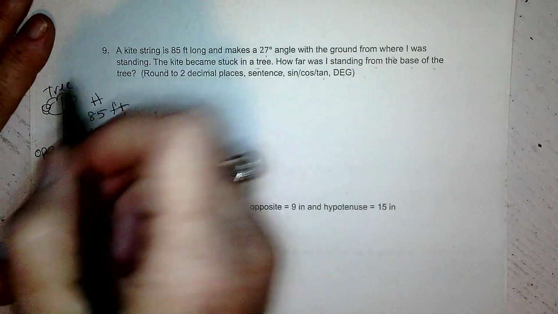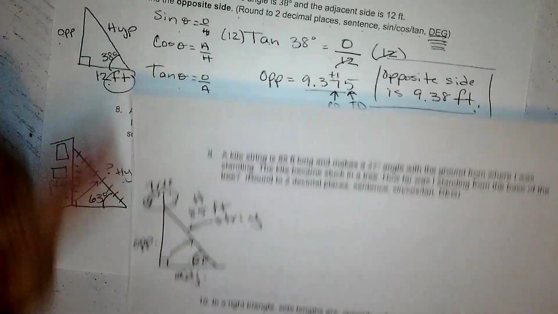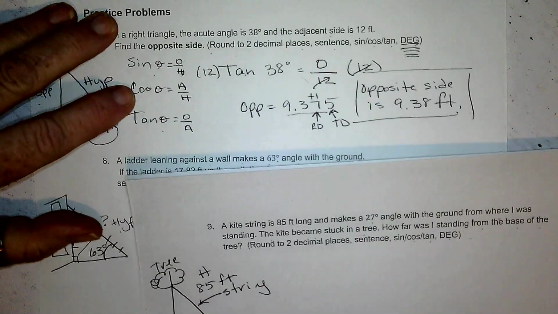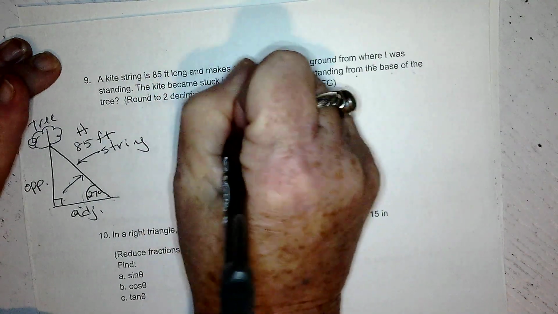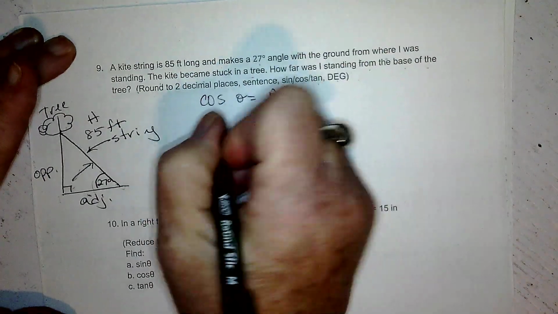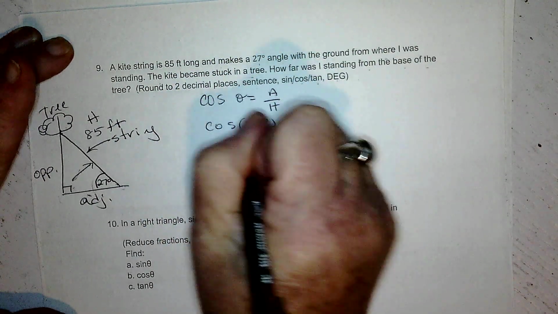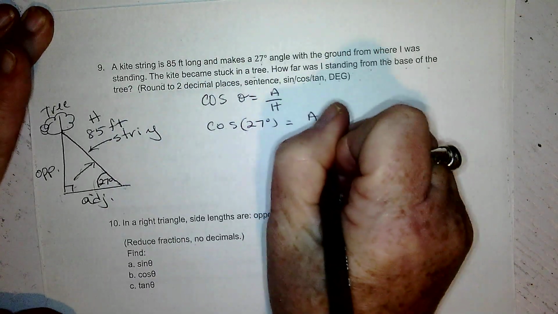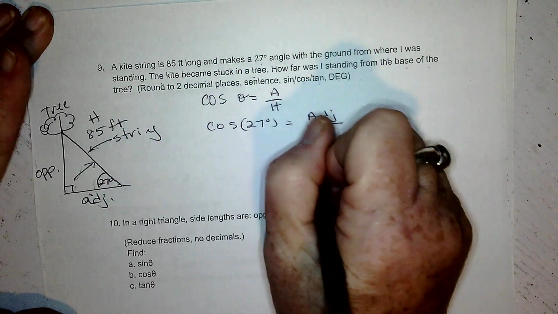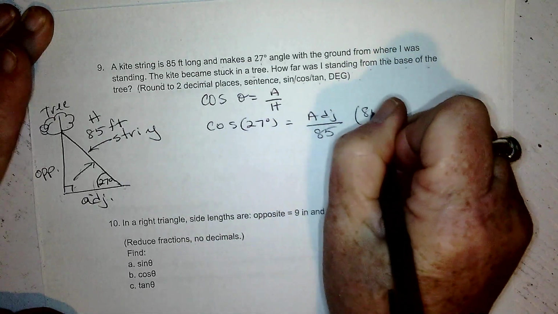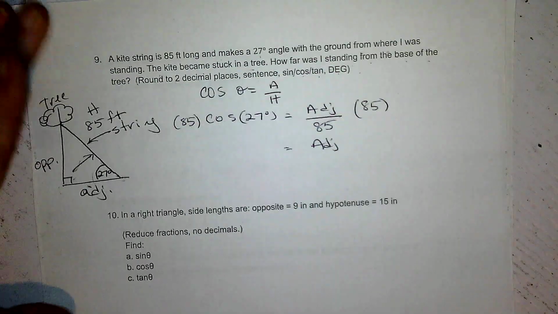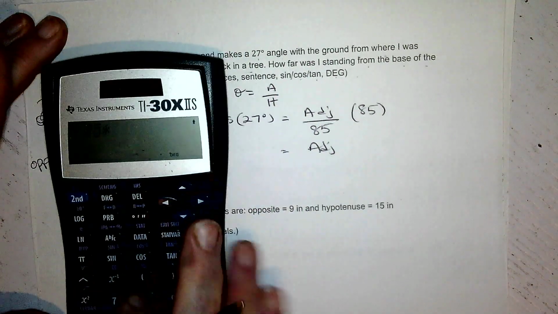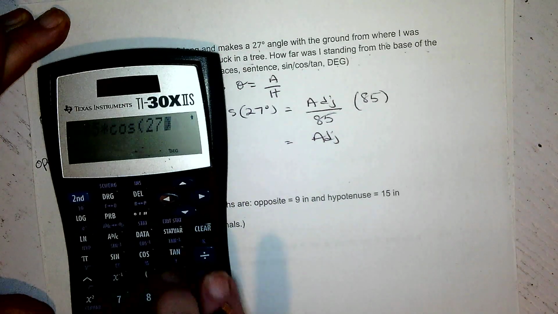All right, so I need to know which trig function between sine, cosine, and tangent has adjacent and hypotenuse. That's going to be cosine. So cosine of theta is adjacent over hypotenuse. Now let's fill it in. Cosine of 27 degrees equals the adjacent side, which is what we're looking for, over the hypotenuse, which is 85. So this is an easy one. Multiply both sides by 85, and the adjacent side is 85 times cosine of 27 degrees.